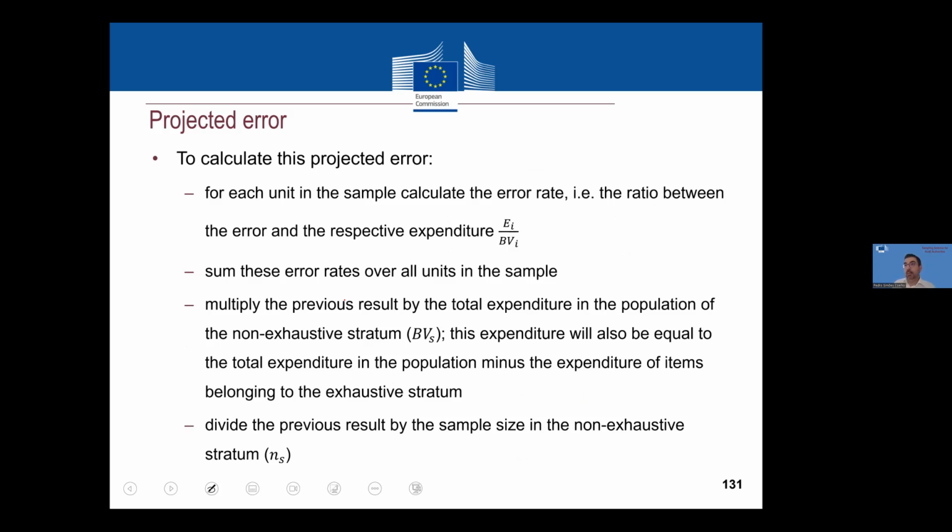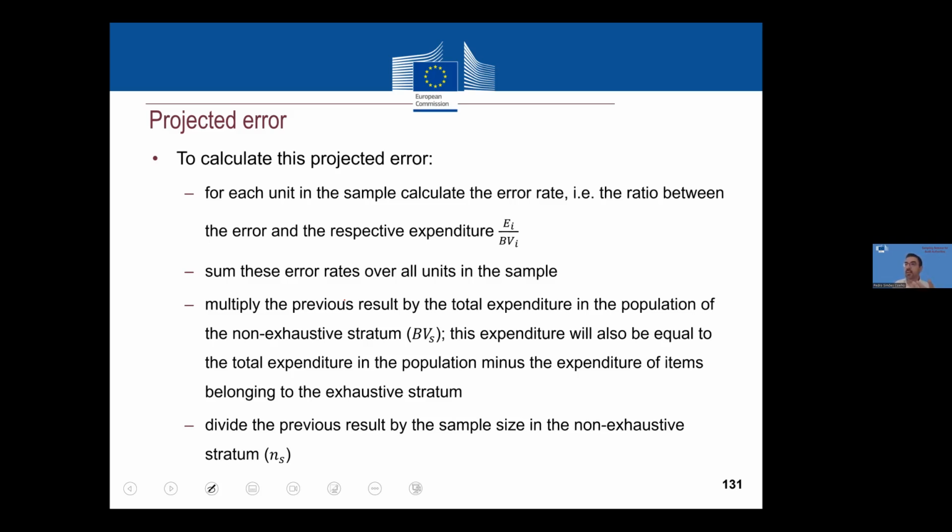What is the error rate? Well, of course, it's the ratio between the error of that operation and the expenditure of that operation. I sum all these error rates over all units in the sample. Then I multiply the previous result by the book value of this low value stratum, and then I divide this result by the sample size of this non-exhaustive stratum.